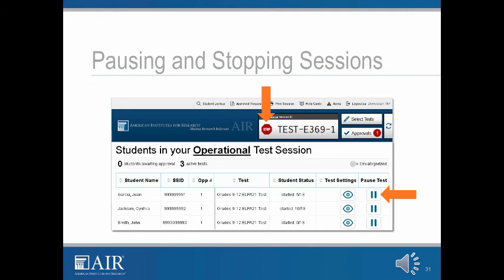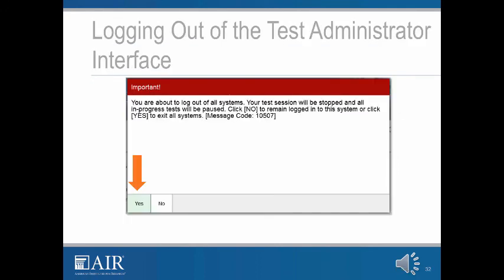The test administrator would then need to create a new session and provide the new session ID to students in order to resume testing. To log out of the test administrator interface, click the Log Out button in the top right corner of the screen. It is preferable to log out only after stopping your active test session, as logging out will cause all in-progress tests to be paused. A confirmation message will appear asking you to confirm that you want to exit the site and pause all students' in-progress tests.